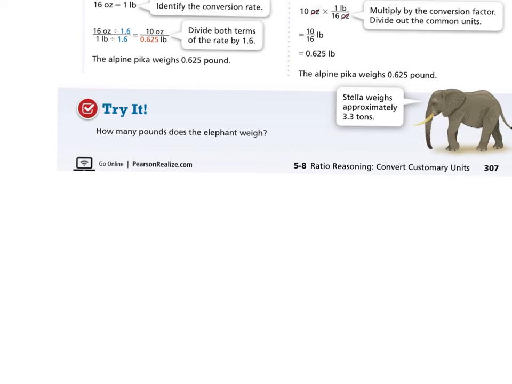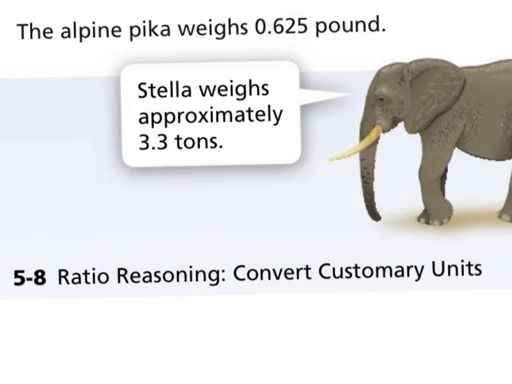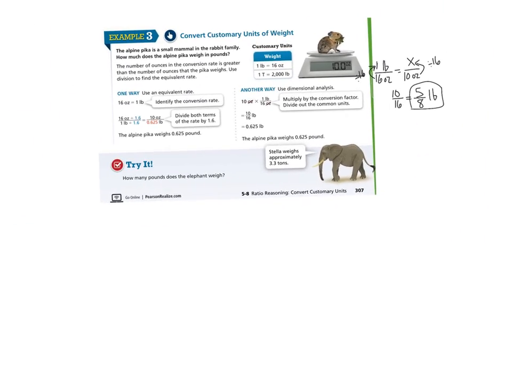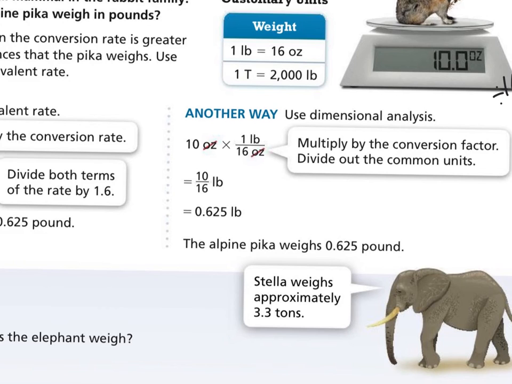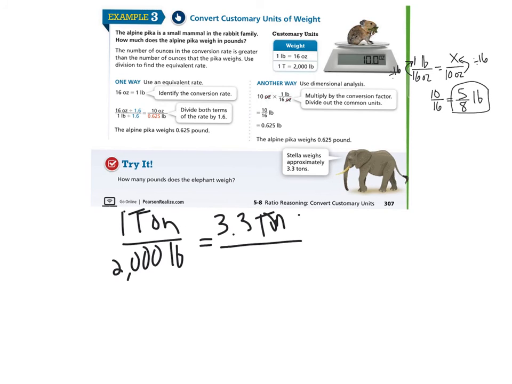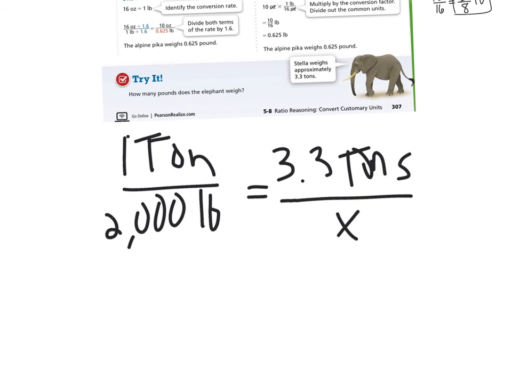If you look at the try it, how many pounds does the elephant weigh? And so you can see the elephant is approximately 3.3 tons. And we're trying to figure out the pounds. So we need to work with our conversion here. We've got 1 ton is 2,000 pounds. And if we get our same units across from each other, this is 3.3 tons, and we're trying to figure out how many pounds that is. Okay, so this would be a proportion that we could work with here.